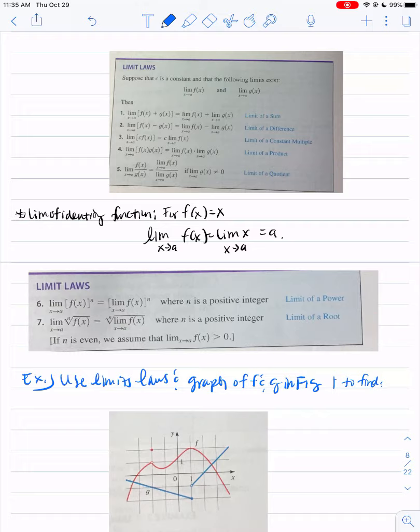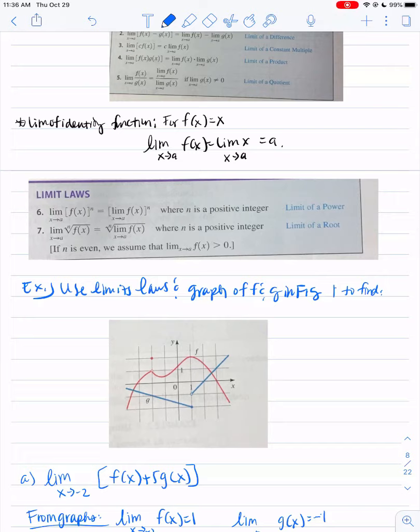And then we also have the limit of the product. When we have f of x times g of x on the inside, we can split those up into the limit as x approaches a of f of x times the limit as x approaches a of g of x. So the limit of the product is the product of the limits. And then our limit of a quotient: the limit as x approaches a of f of x over g of x equals the limit as x approaches a of f of x over the limit as x approaches a of g of x. This holds if the limit as x approaches a of g of x is non-zero. So the limit of the quotient is the quotient of the limits.